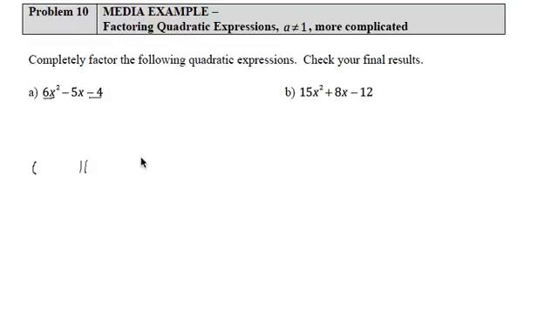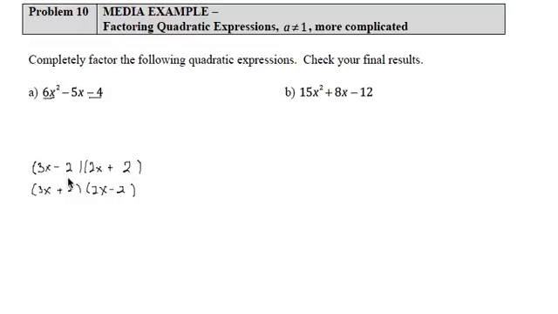I'm going to look at my first set of parentheses as 3x and 2x to give me 6x squared. And then some combination of 2 and 2. It's going to either have to be -2 plus 2 or +2 minus 2. Because of the -4 here, I know that my last product has to be negative. So the signs have to be different inside the parentheses. So let's check the middle term here.